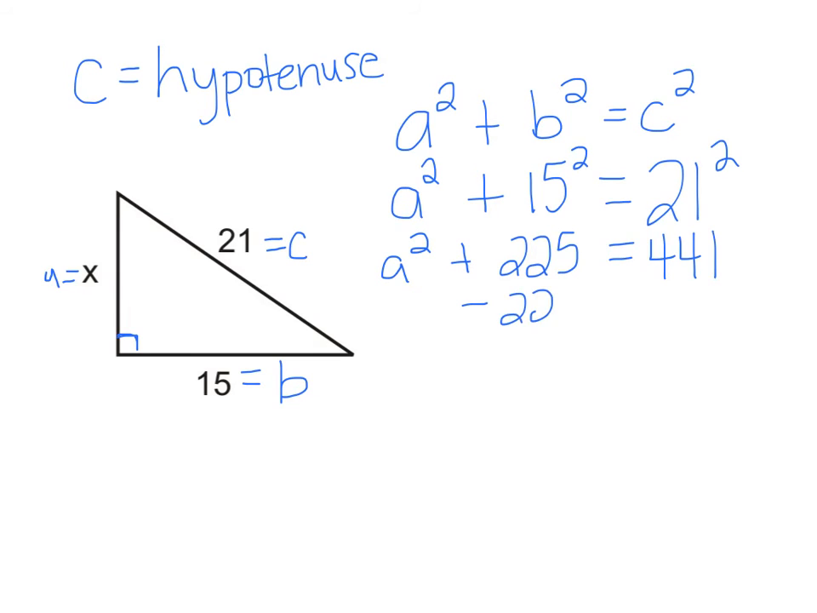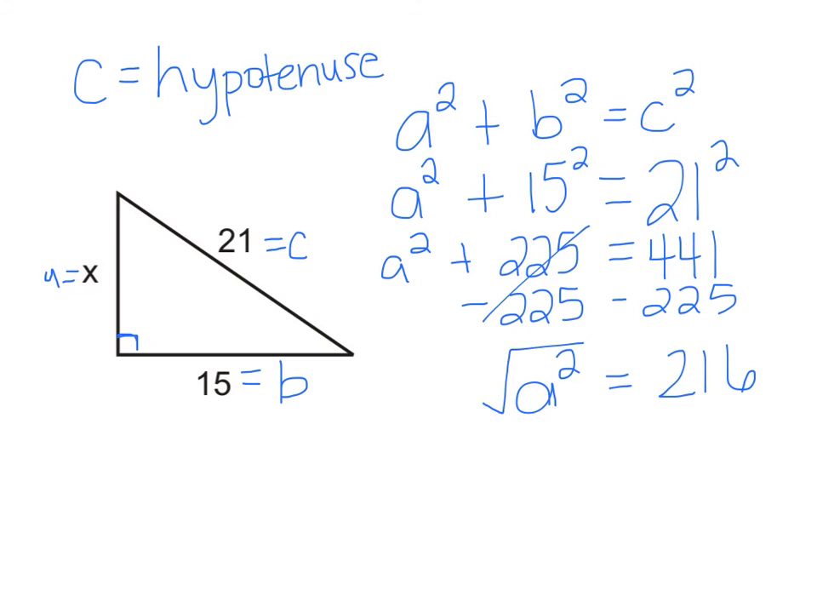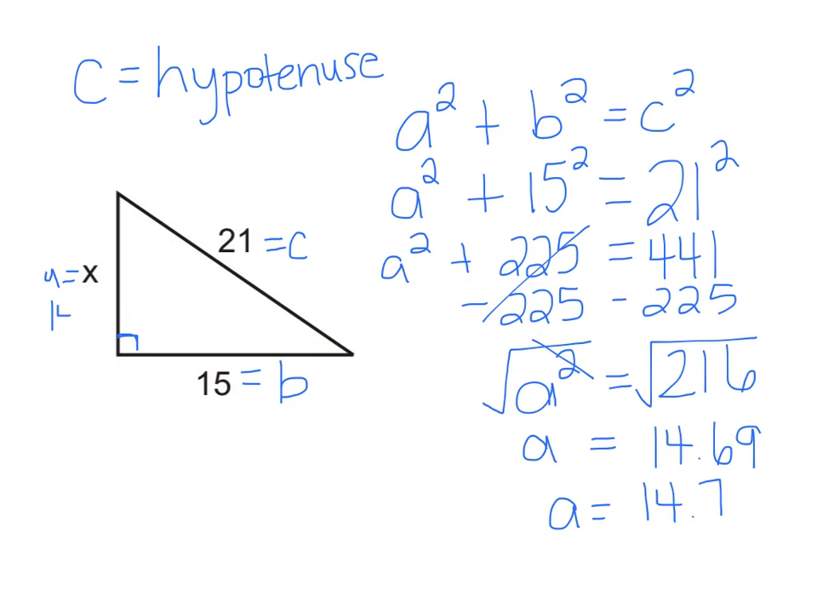Subtract 225 from both sides. a squared equals 216. The opposite of squaring something is square rooting it. a is equal to 14.69. Yes, we can have a decimal, that's fine. But I'm going to round to the nearest tenth, so that would be 14.7. So that means the second leg of my right triangle is 14.7.